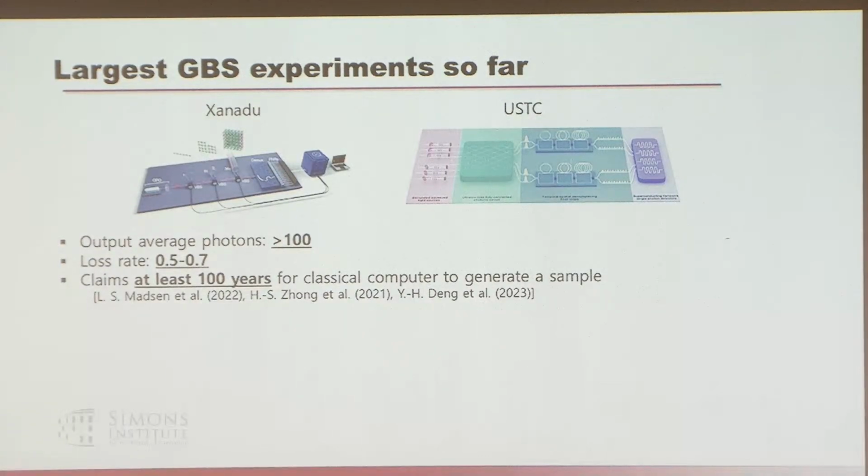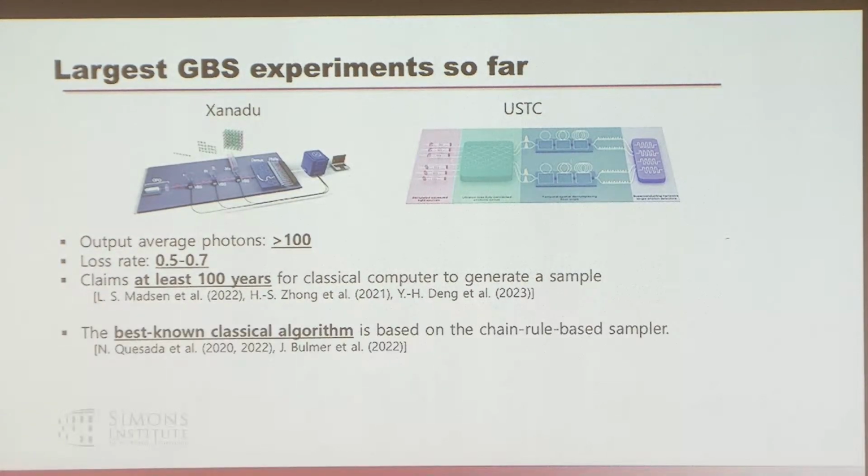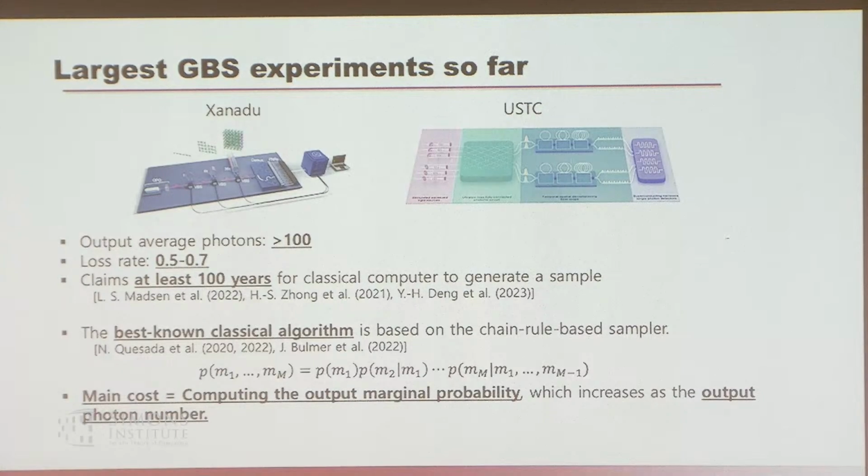So what is the basis of this quantum advantage claim? That is, of course, the best known classical algorithm at the time. There are some more details about this best known classical algorithm, but essentially what's important is that you have to really just compute the output marginal probabilities one by one, and then you use the chain rule of conditional probability. That means that you have to compute the output marginal probabilities, which typically cost exponential time as you increase the output photon number. So that was the main reason why the experimentalists tried to increase the output photon numbers, even though the loss rate was quite high.